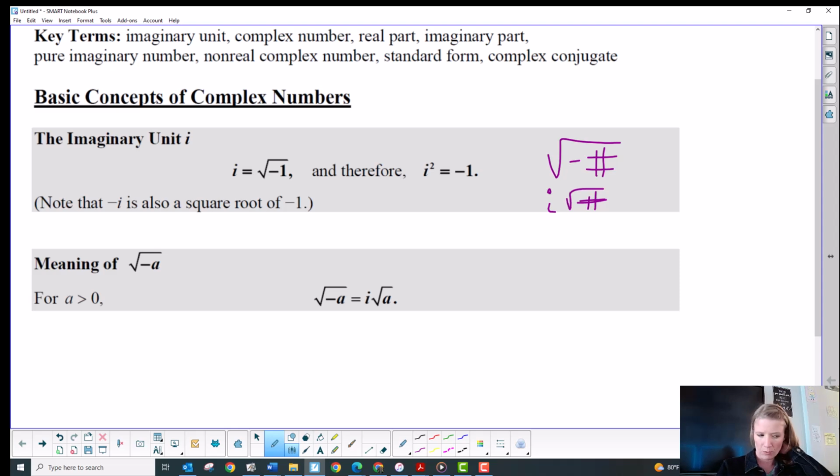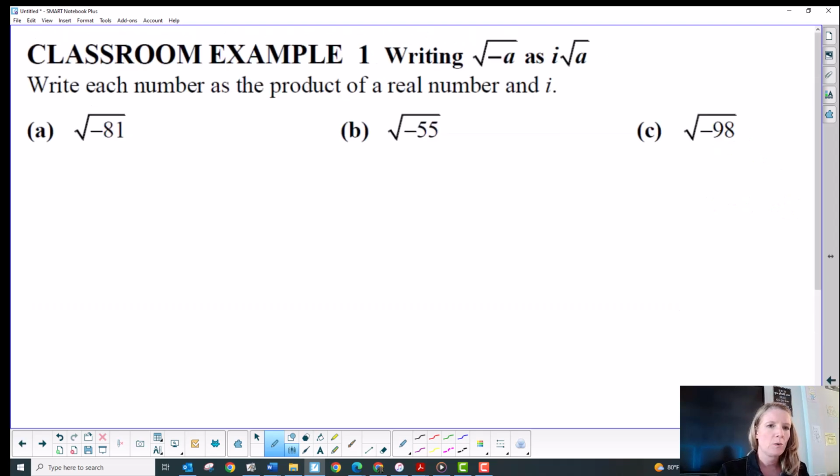Okay, so for example, if you had the square root of 9, that's 3. The square root of -9 would be 3i. So the square root of 81 is 9, but the negative pulls out and it's an i. The square root of -55 is i square root of 55 because you can't take the square root of 55.